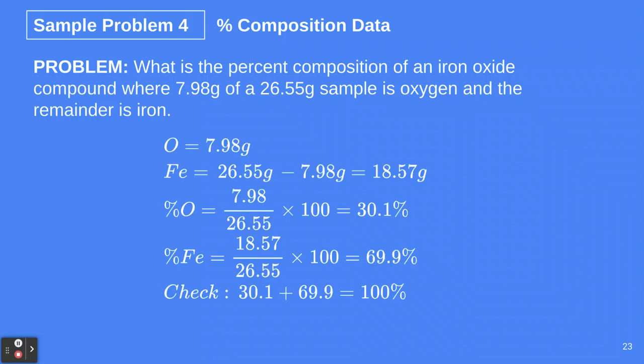So here's our answer. We know the mass of oxygen. We're trying to find the mass of iron. So we take the total minus the mass of oxygen. Then we're going to take each of those masses, divide by the total mass times 100. So about 30% of our compound is oxygen and around 70% is iron.